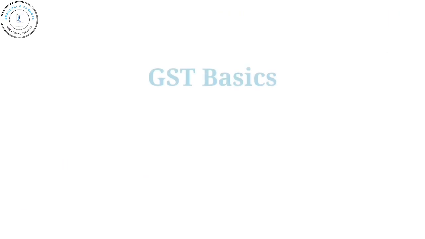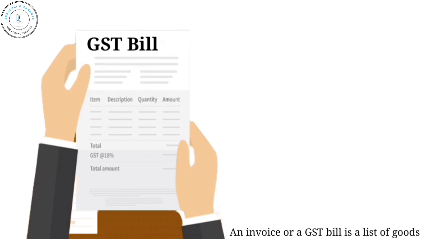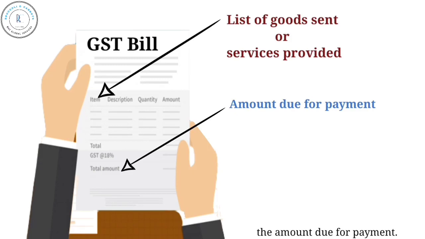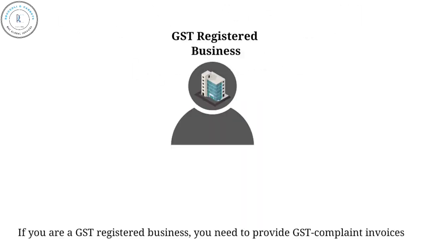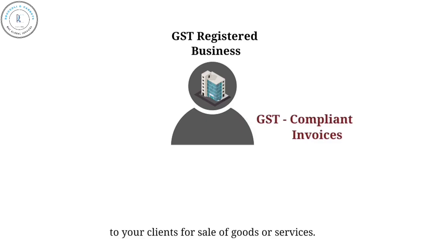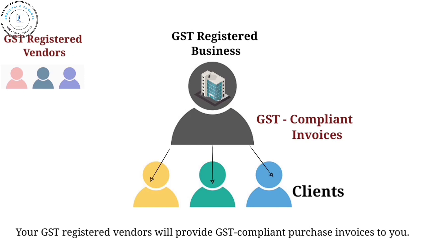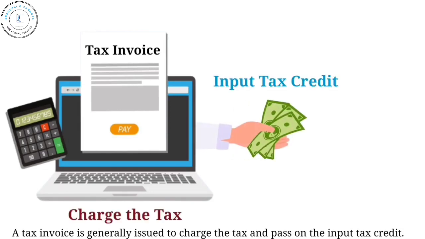Today, we shall be discussing the concept of invoicing under GST. An invoice or a GST bill is a list of goods sent or services provided, along with the amount due for payment. If you are a GST registered business, you need to provide GST compliant invoices to your clients for sale of goods or services. Your GST registered vendors will provide GST compliant purchase invoices to you. A tax invoice is generally issued to charge the tax and pass on the input tax credit.